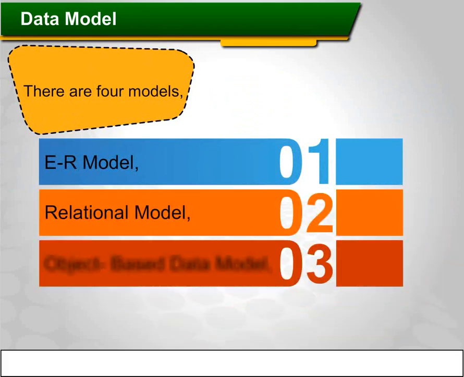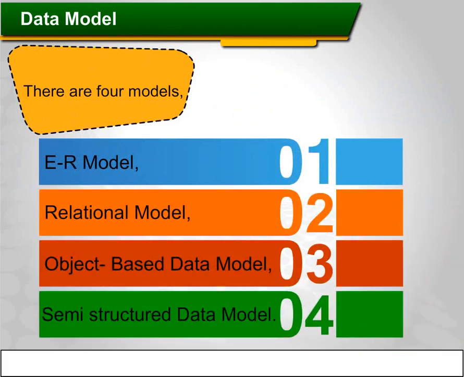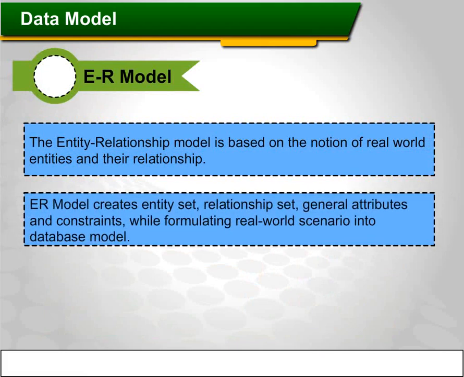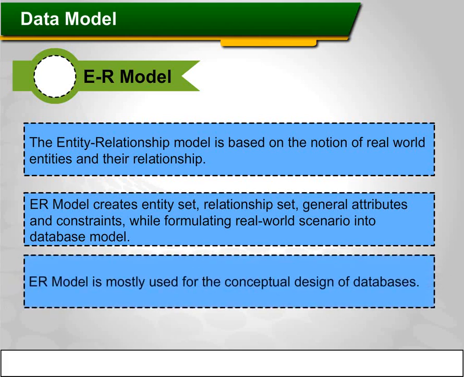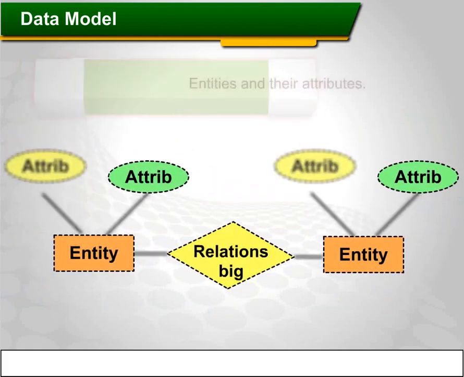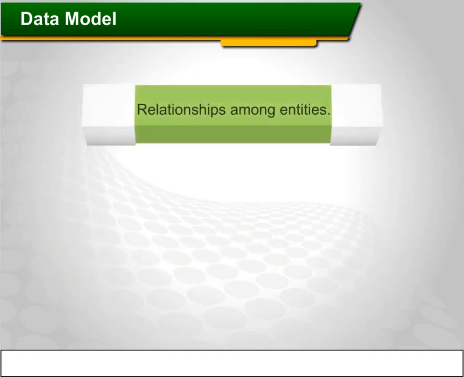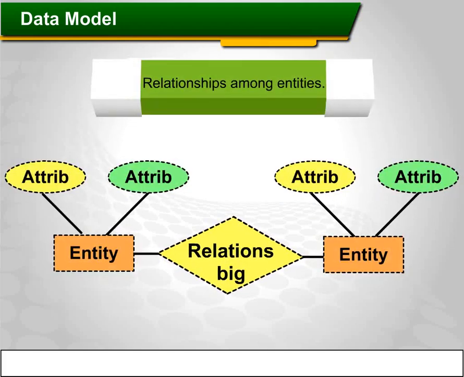Flat data models are the very first data model, where all the data used to be kept in the same plane. Because earlier data models were not so scientific, they introduced lots of duplication and update anomalies. There are 4 models: ER model, relational model, object-based data model, semi-structured data model.